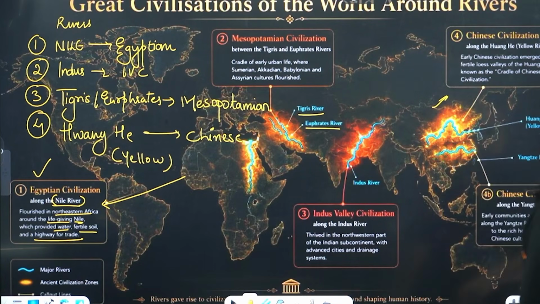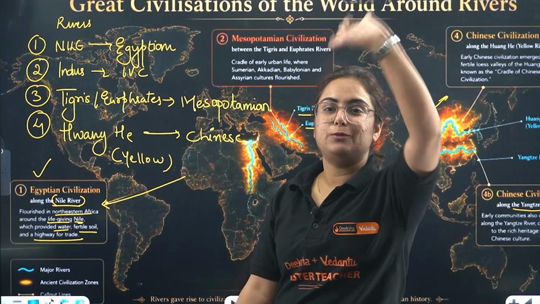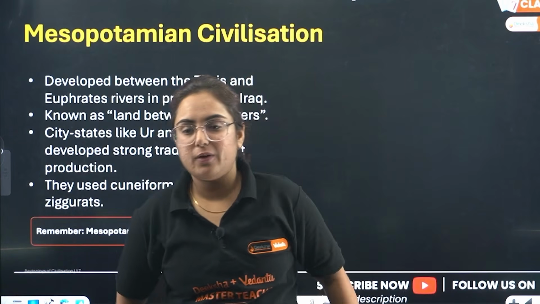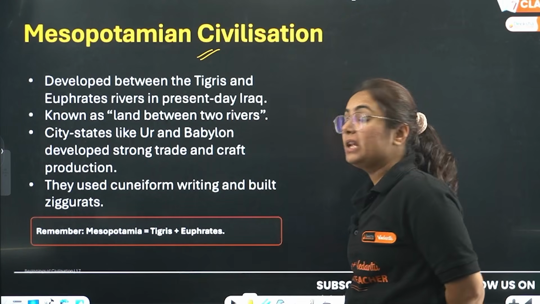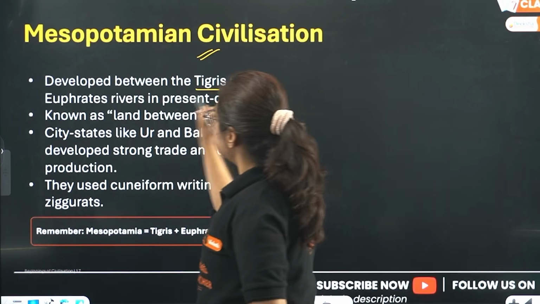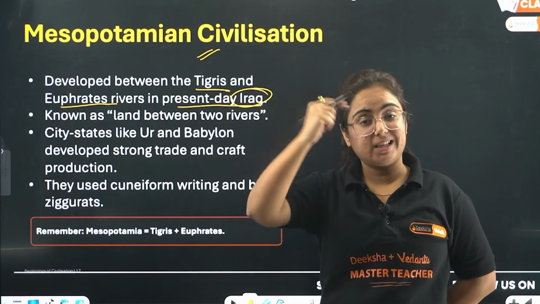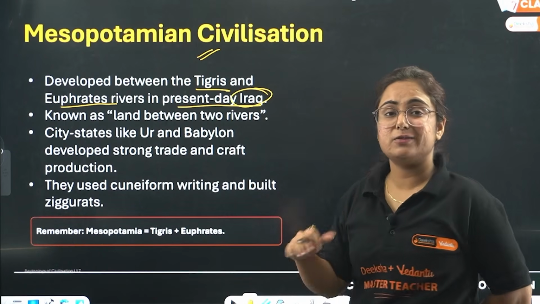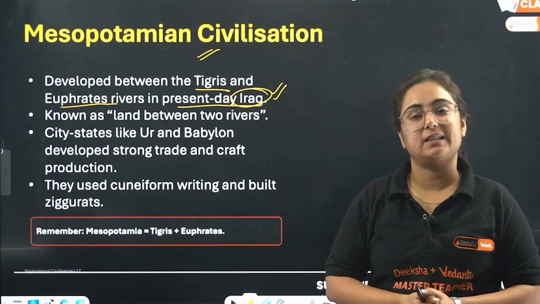Along the Yangtze River, here it is written, Huang He and Yangtze River. Get it? So these are the 4 important civilizations of the world. Let's learn about them one by one. First one is the Mesopotamian civilization. It developed between the Tigris and Euphrates rivers in present day Iraq. A question that can come is, where is this Mesopotamian civilization in present day? That region of Iran and Iraq is known as that, right?